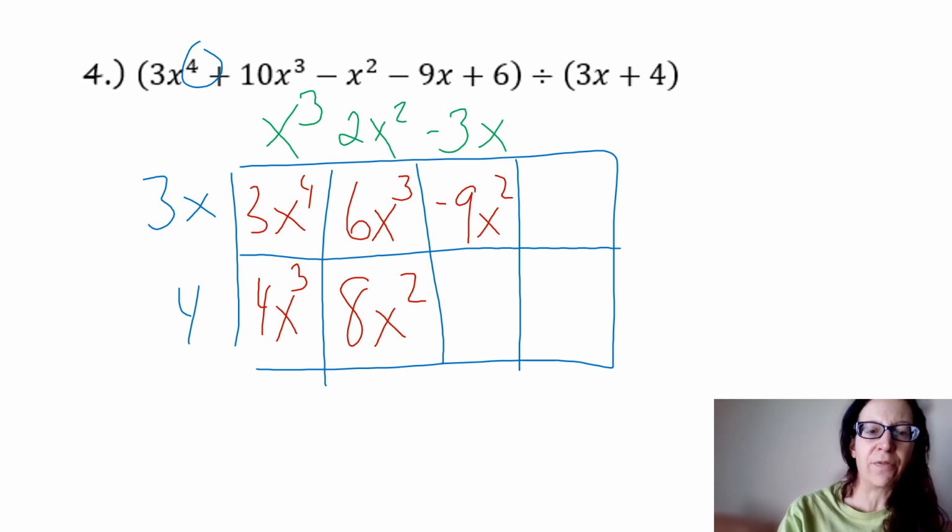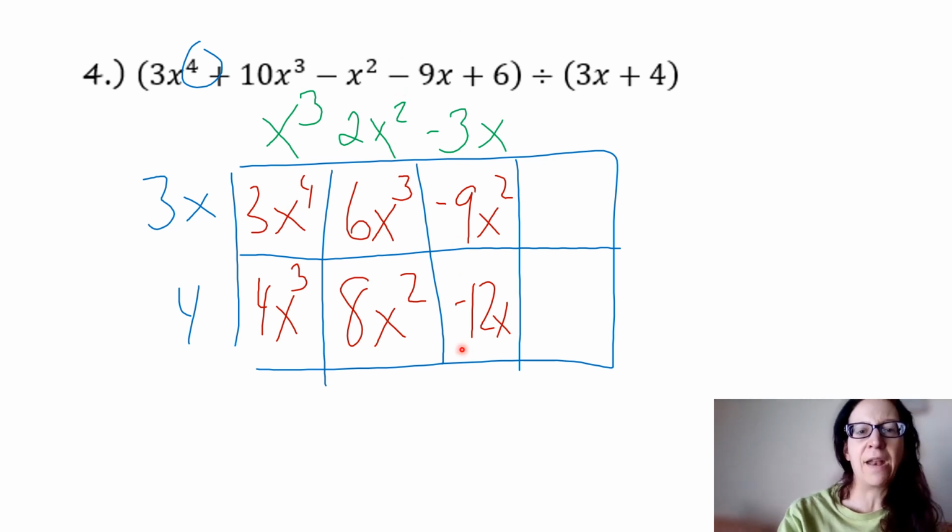4 times negative 3x will give me negative 12x. And now we need to do that thinking step again. I have negative 12. I need a negative 9. So what being added in right here would give me the negative 9? That would be a positive 3. And of course it's a 3x because we're on that diagonal. 3x times what would give me 3x? Hopefully you know that's a 1. And 1 times 4 gives me 4.